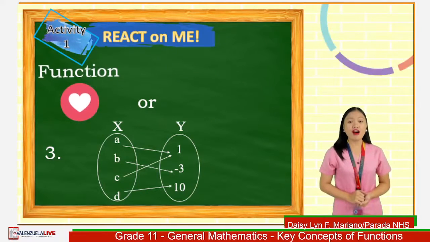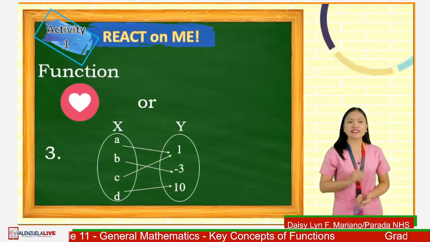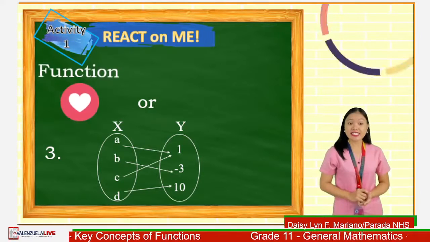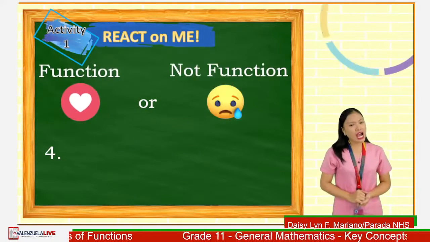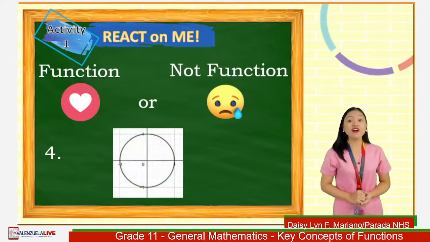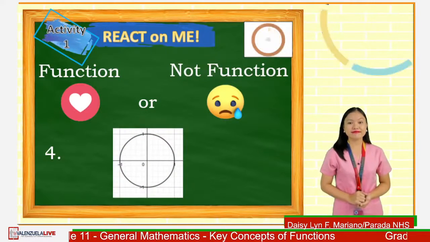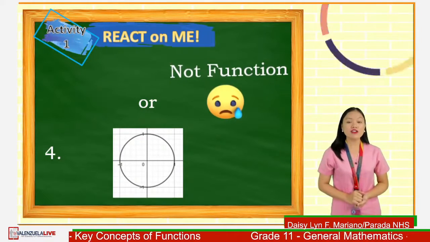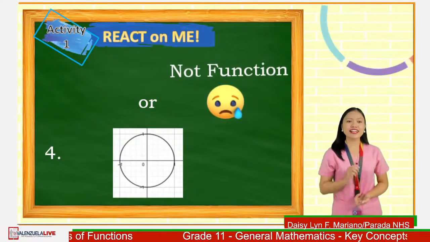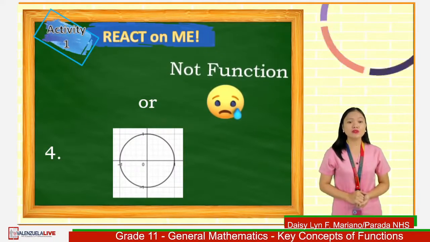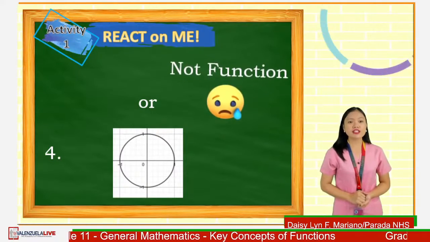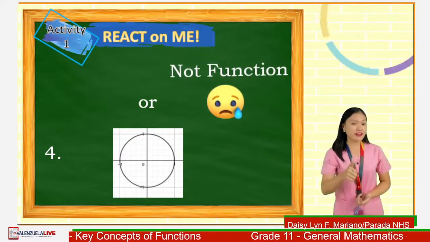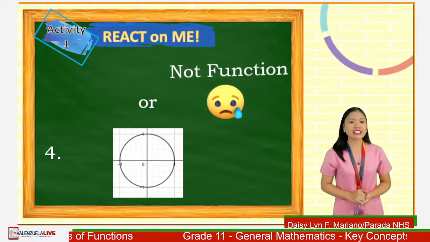Time's up. If your answer is function, you are correct, since the elements which are the letters A, B, C, and D in X are paired once. How about this graph? Function or not function? Time's up. If your answer is not function, you are correct. Since if a vertical line is drawn in any part of our graph, it crosses our graph in more than one point. And what do we call this kind of test? Very good. It is called the vertical line test.